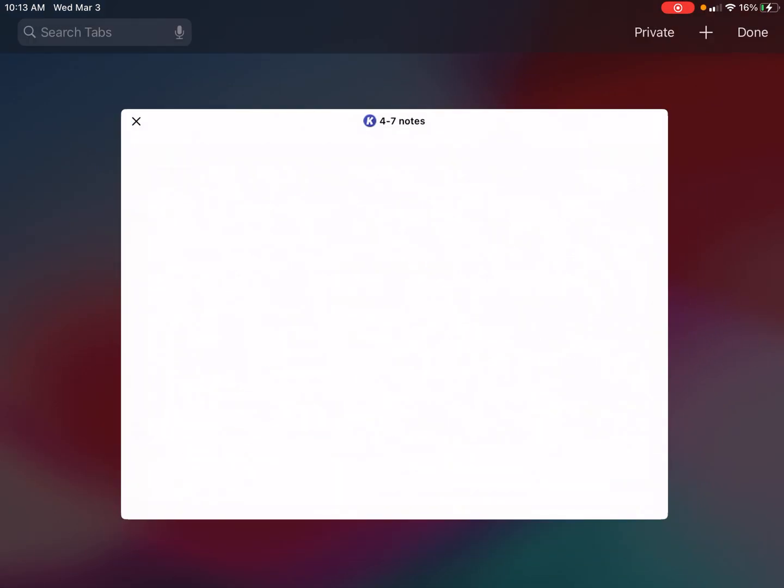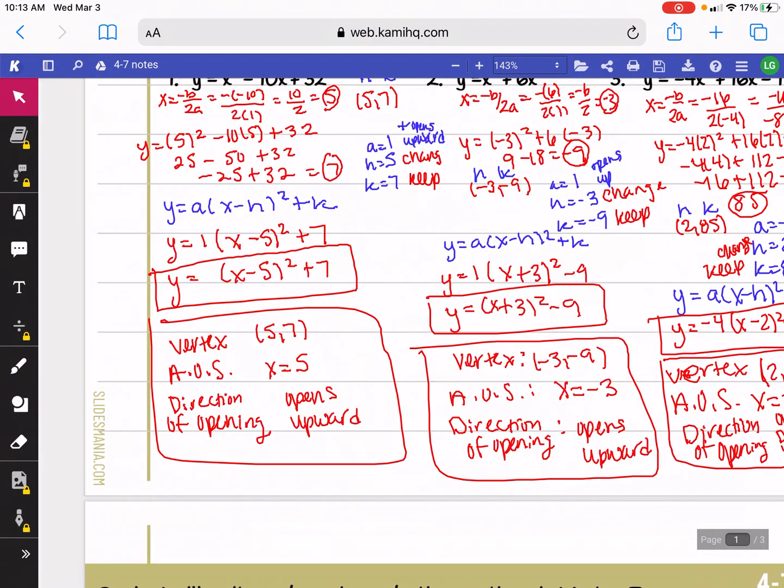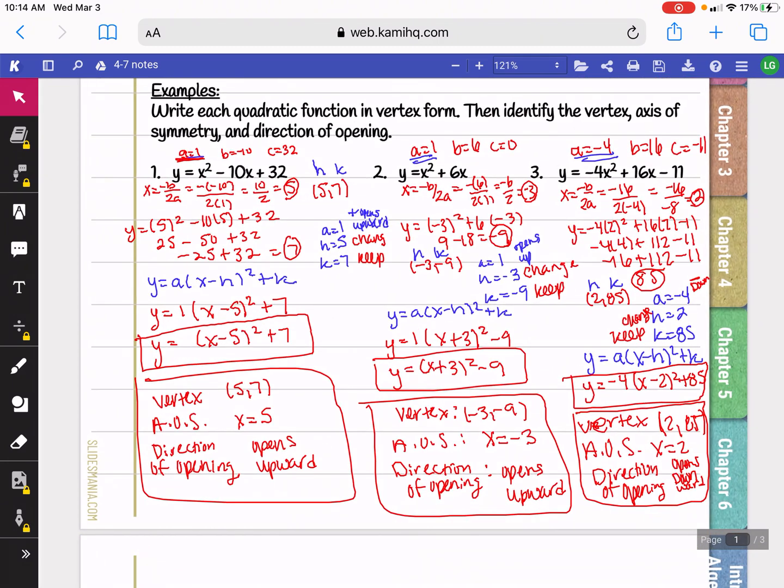So the steps to convert to vertex form are always the same. You're going to start by labeling a, b, and c and finding that vertex using the formula x equals -b over 2a. Once you find your vertex, you're going to label your a, h, and k. Remember, your h, you change it. Your k, you keep it. And plug it into that formula for vertex form.